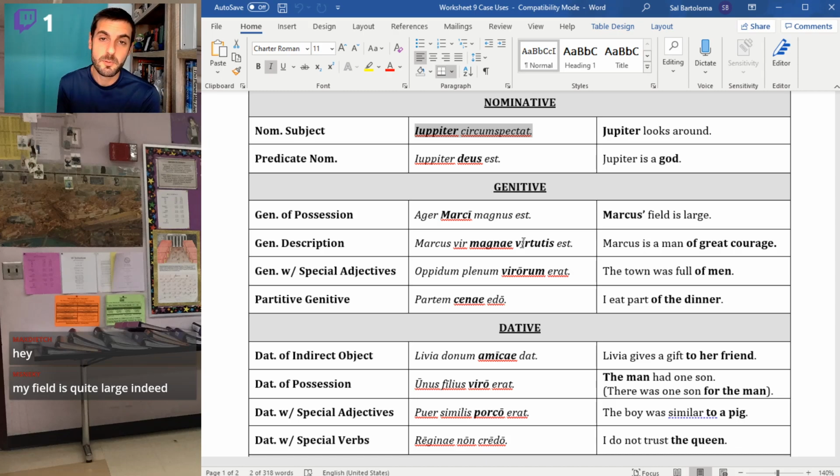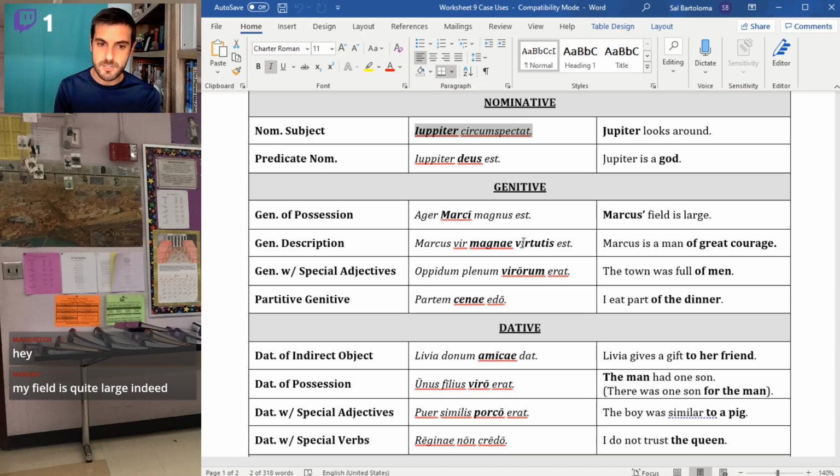That's like saying, what kind of person is Marcus? If you say he's a man of great courage, you're saying he's a courageous man. The one I gave as the example in class today was a man of steel, right? Superman is the man of steel, meaning he's a man like steel. He has the quality of steel.